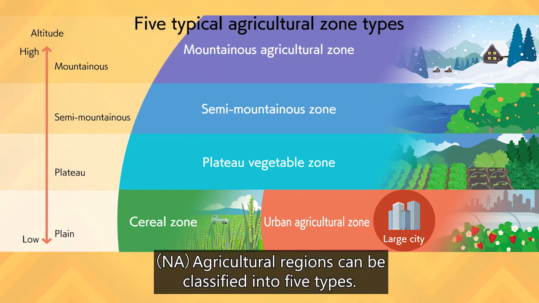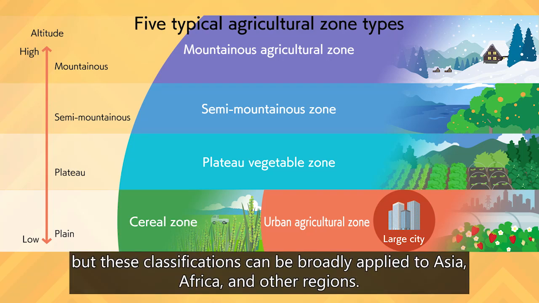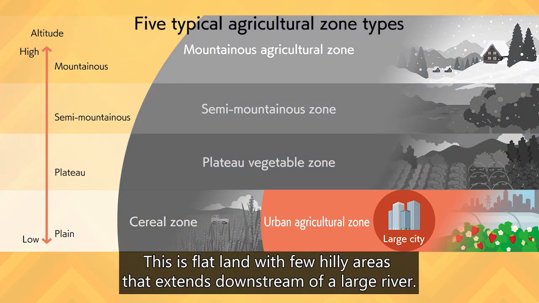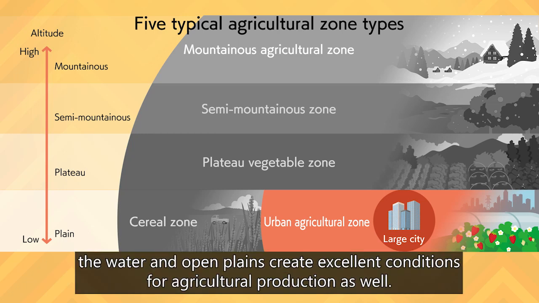Agricultural regions can be classified into 5 types. We will base today's discussion on Japan, but these classifications can be broadly applied to Asia, Africa, and other regions. The first type is the urban agricultural zone. This is flat land with few hilly areas that extends downstream of a large river. Typically, this zone is favorable for the establishment of a major city. At the same time, the water and open plains create excellent conditions for agricultural production as well.